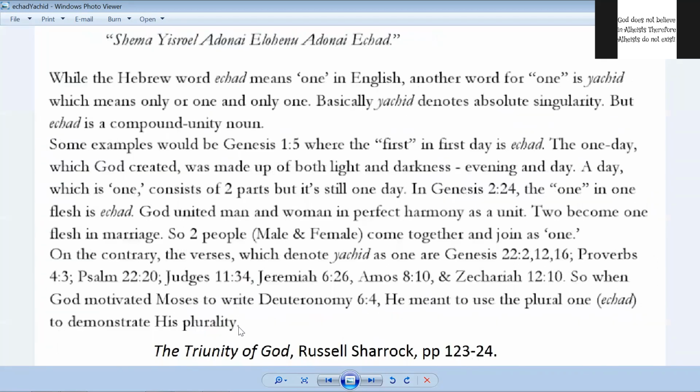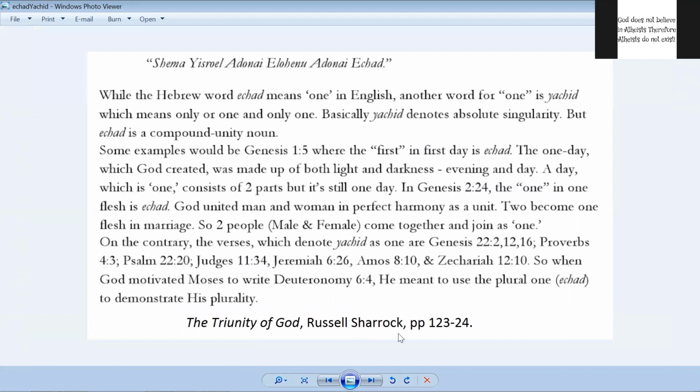So this author here, the Triunity of God at the bottom here, Russell Sharrock, says that the Hebrew word Echad means one in English, but another word for one is Yachid, which means only or one and only one. Basically, Yachid denotes absolute singularity, but Echad is a compound unity noun. And then he gives examples about Genesis 1:5, about one day. So there's a morning, an afternoon, and so on. Genesis 2:24, a male and a female become one, Echad. So he points to that as examples of this.